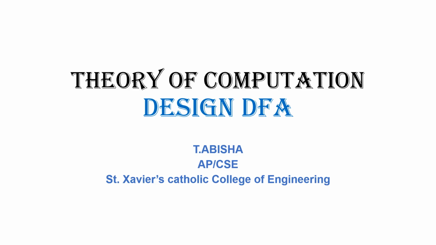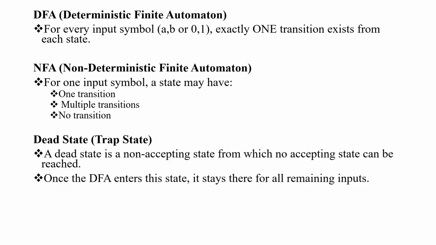Okay. So while designing a DFA, we have to check a condition that for every input symbol, a, b or 0, 1, there must be exactly one transition from one state to another. Then what does a dead state mean? A dead state is a non-accepting state from which no accepting state can be reached.